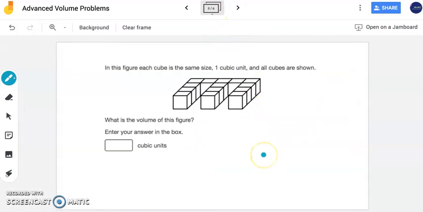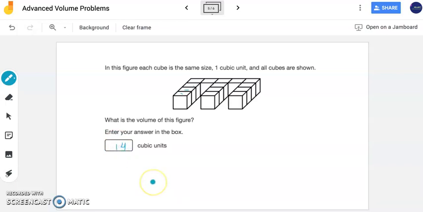Now this next one here, believe it or not, all it's asking you for in this figure, each cube is the same size, 1 cubic unit, and all cubes are shown. What is the volume of this figure? Enter your answer in the box. Now, volume is how much space an object takes up. Believe it or not, all you are doing for this problem is counting how many cubes you see. 1, 2, 3, 4, 5, 6, 7, 8, 9, 10, 11, 12, 13, 14. So your answer here is 14 cubic units.